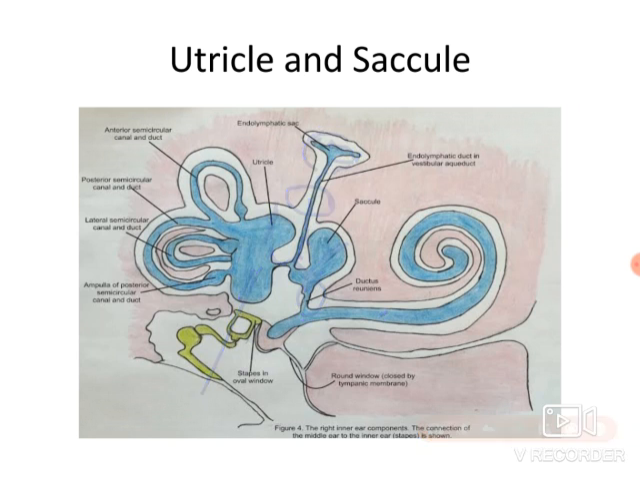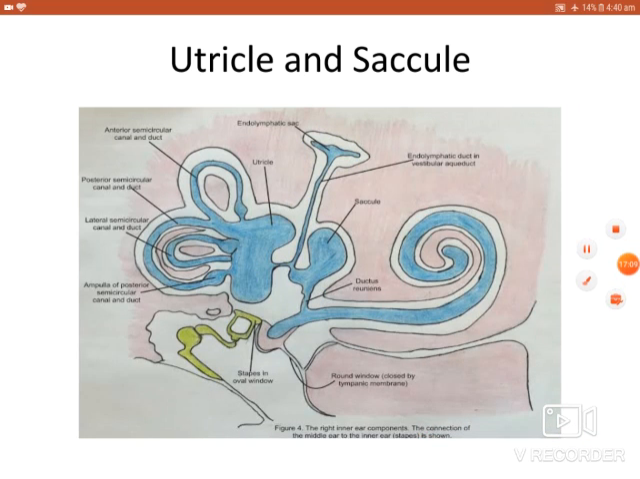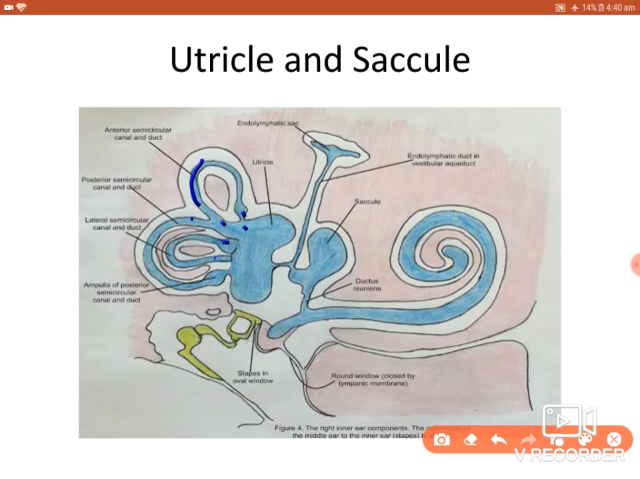Then posterior to this utricle you can see the openings of the semicircular ducts. There are 3 semicircular ducts. This is the anterior, this is the posterior and the lateral, and 5 openings are there in the posterior of this utricle.